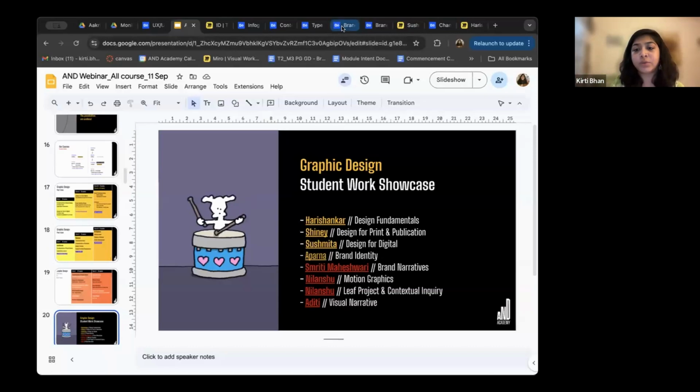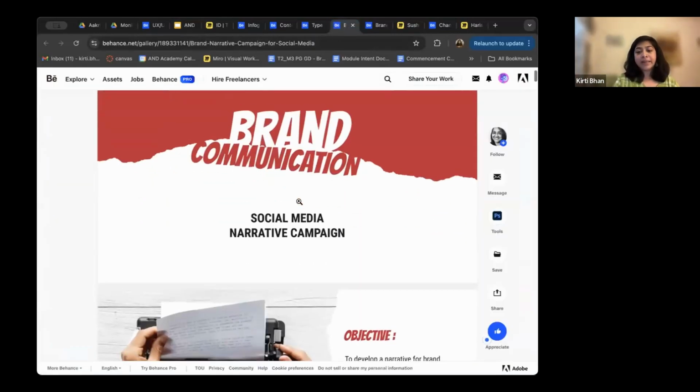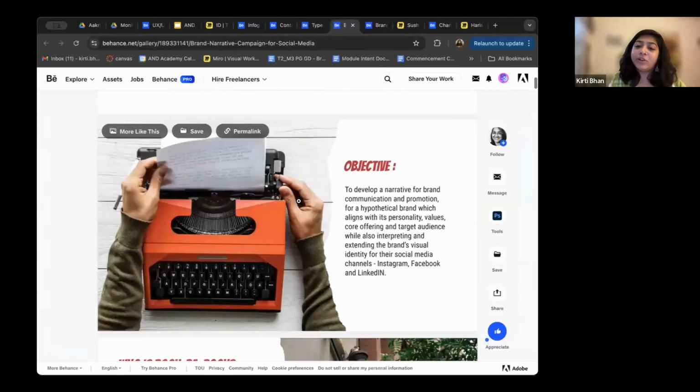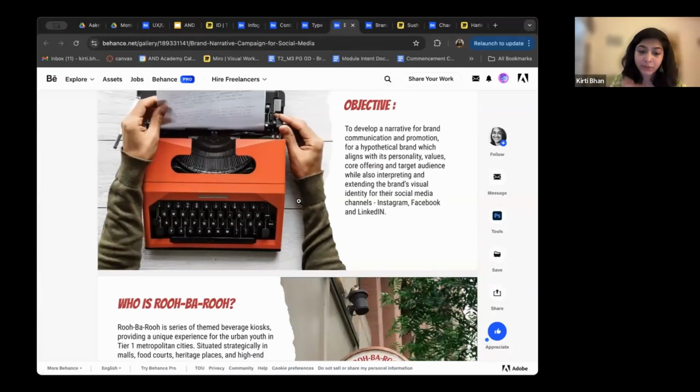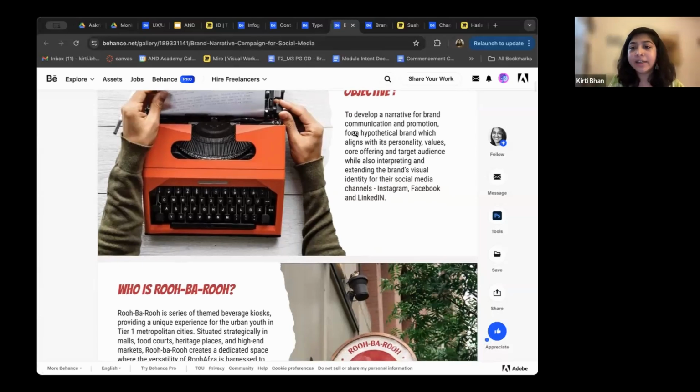All right, so this is about brand narratives. Again, this was a hypothetical brand that she created, and the identity also she created herself. Then she developed the social media narrative, the brand narrative for this brand identity, extending it. The objective was to develop a narrative for brand communication and promotion for a hypothetical brand, which aligns with the personality, values, core offering and target audience of the brand.